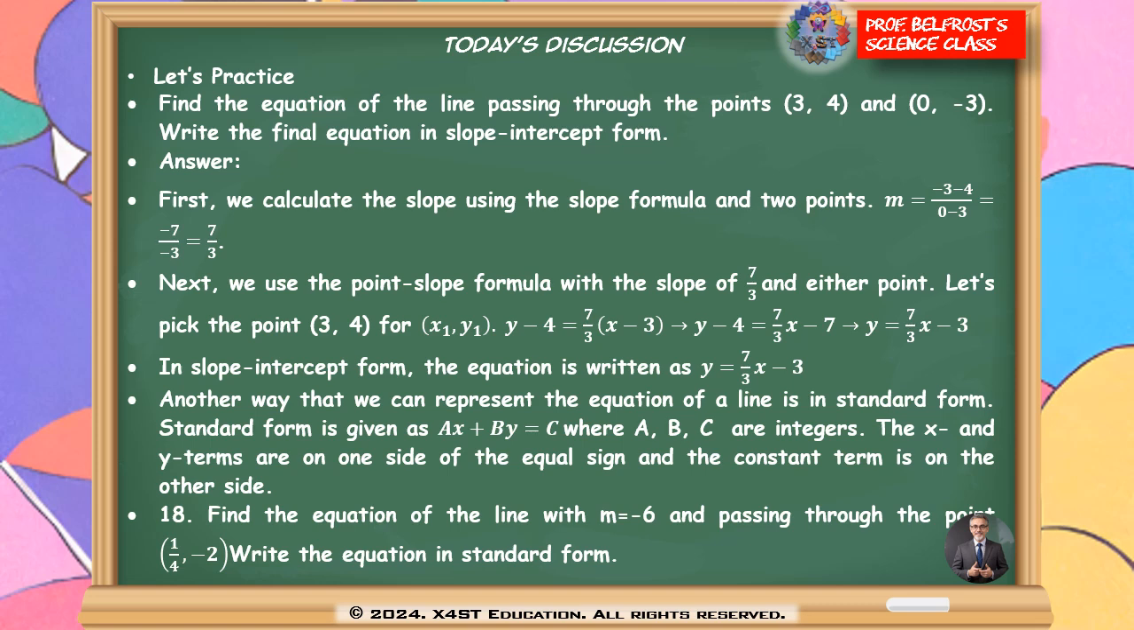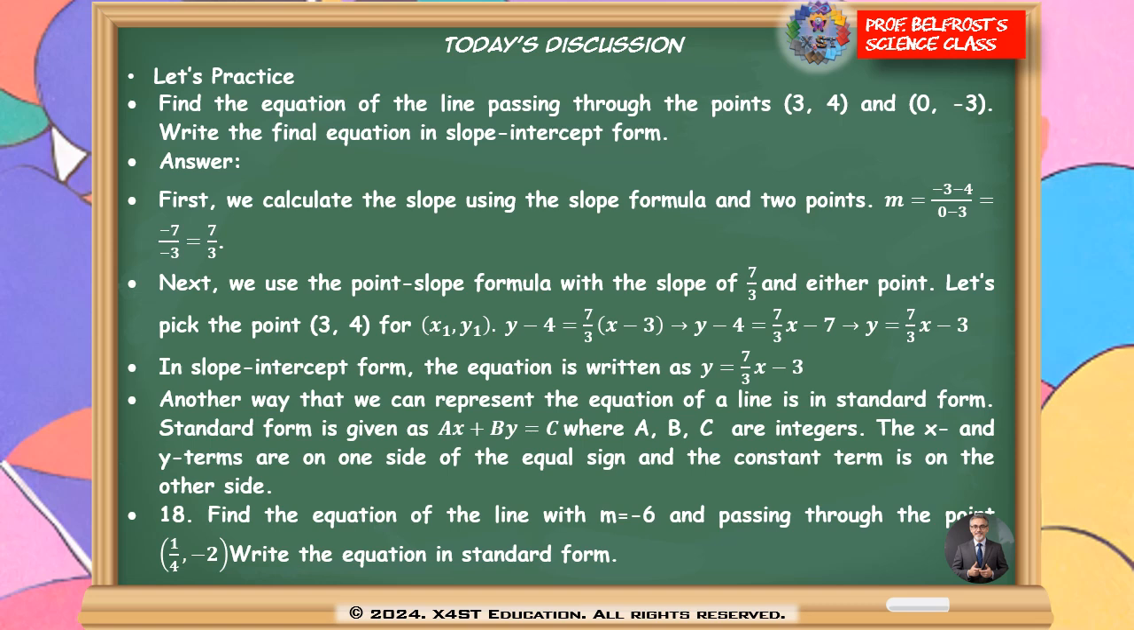Okay. So another way that we can represent the equation of a line is in standard form. What is standard form? Standard form is a form given as ax plus by equals c, where a, b, c are integers. So the x and y terms are on one side of the equal sign and the constant term is on the other side.